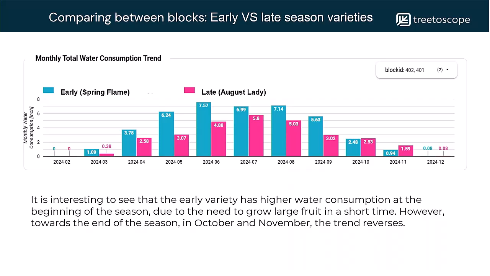So a really interesting study showing you again that each site, each variety, each tree is very unique, and having technology like Treatoscope can help you really dial in those irrigation needs.